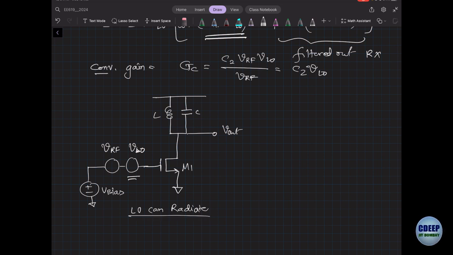Okay. So then you would immediately think, how do I improve this? Right now I'm applying RF and LO at the same point. So what's the next improvement?